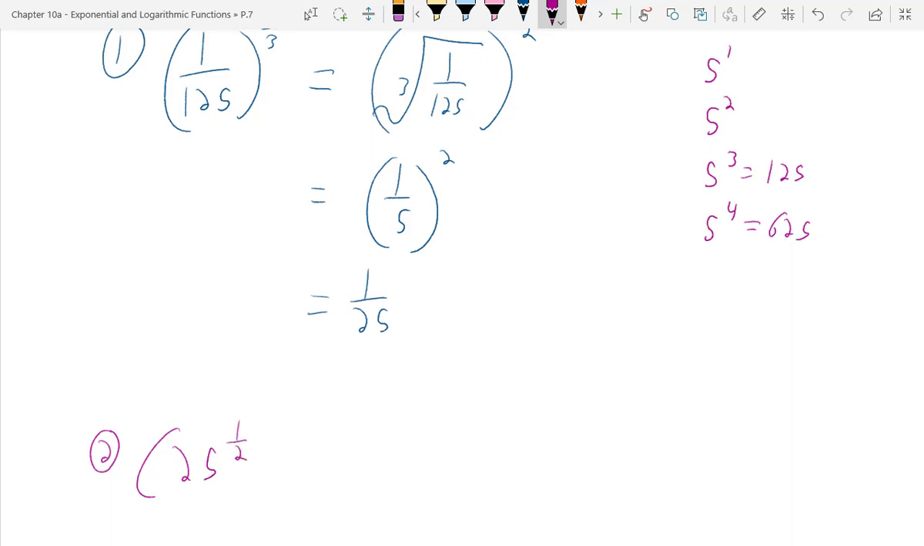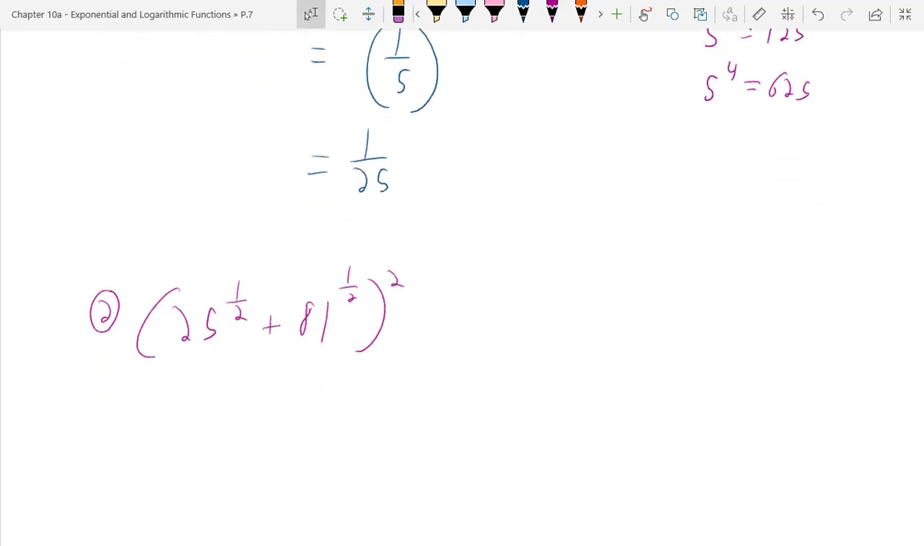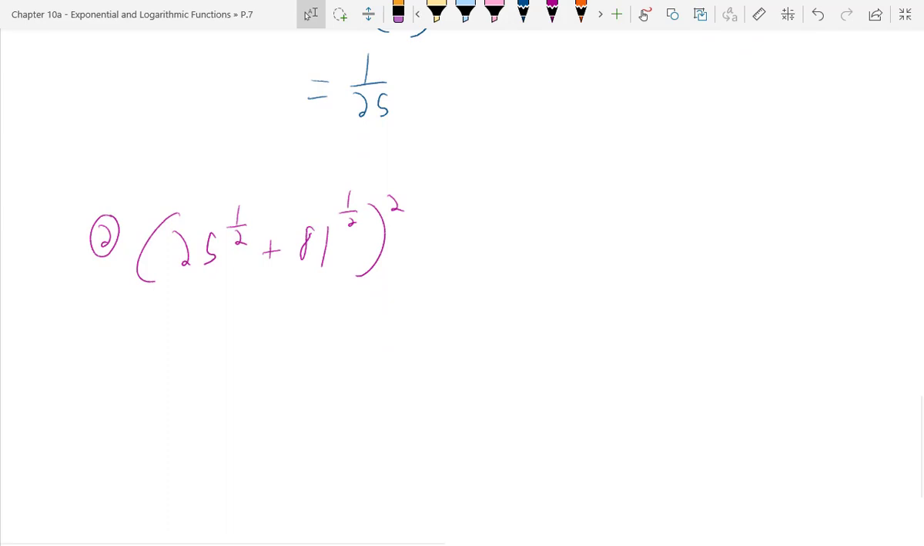25 to the 1/2 plus 81 to the 1/2, squared. What is it? 196. If you got 106, you killed puppies. We cannot distribute an exponent across addition or subtraction. This is really just 5 plus 9, quantity squared, or 14 squared, which is 196.